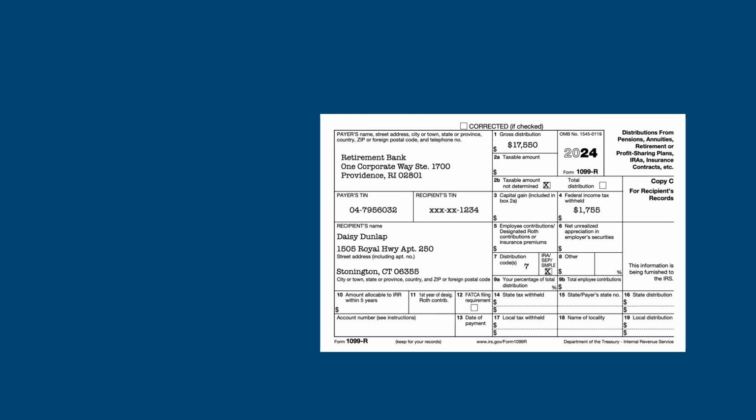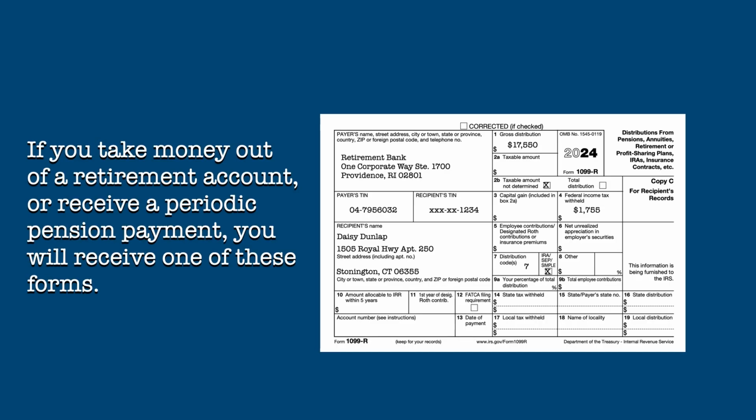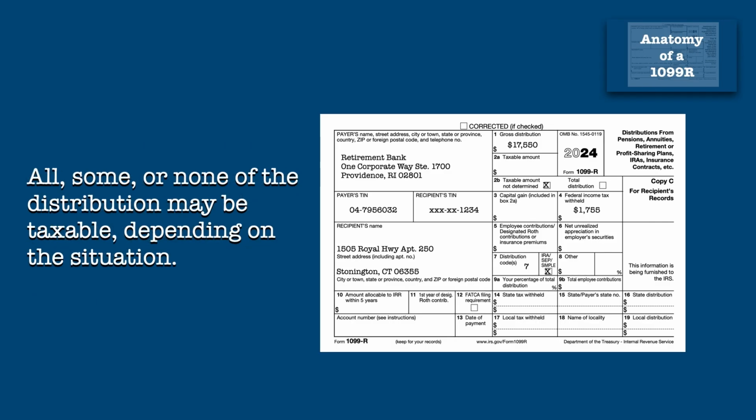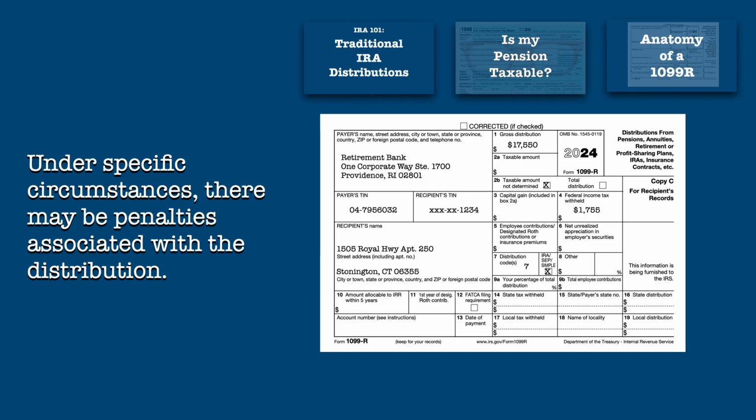Form 1099-R, Distribution from pension, annuities, retirement or profit-sharing plans, IRAs, insurance contracts, etc. If you take money out of a retirement account or receive a periodic pension payment, you will receive one of these forms. All, some, or none of the distribution may be taxable, depending on the situation, and under specific circumstances there may be penalties associated with the distribution.